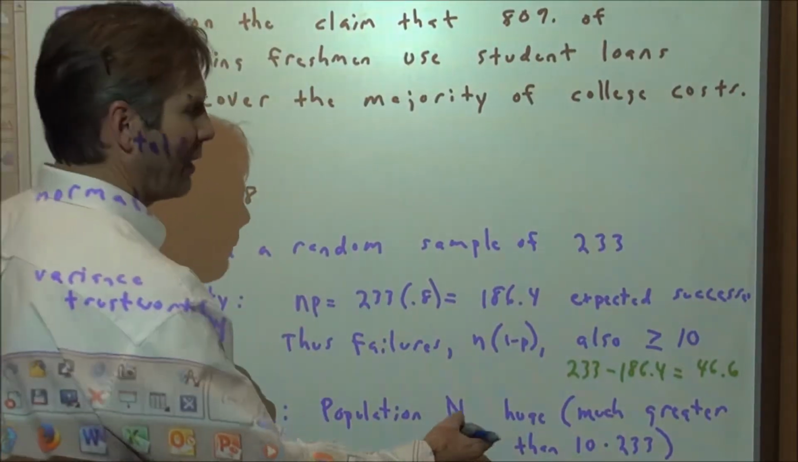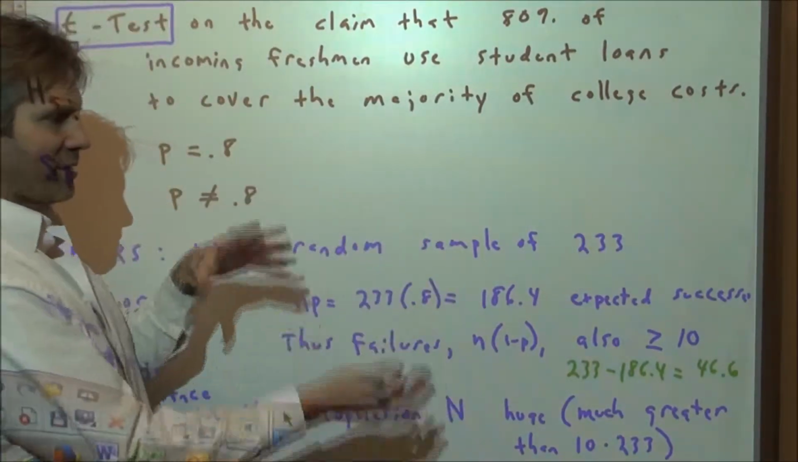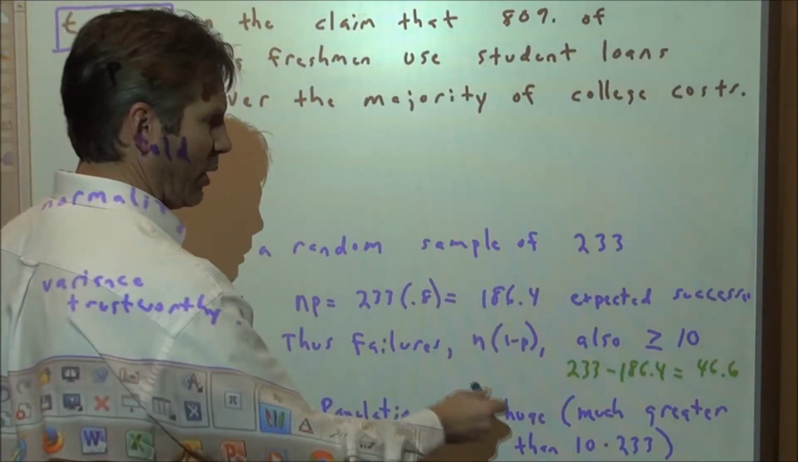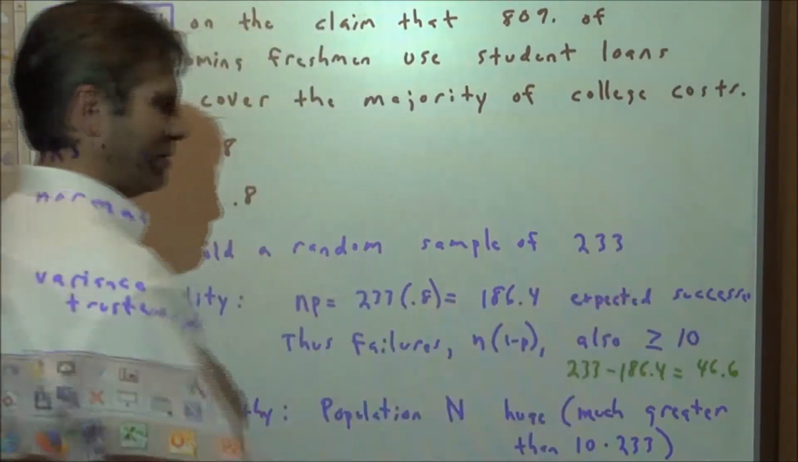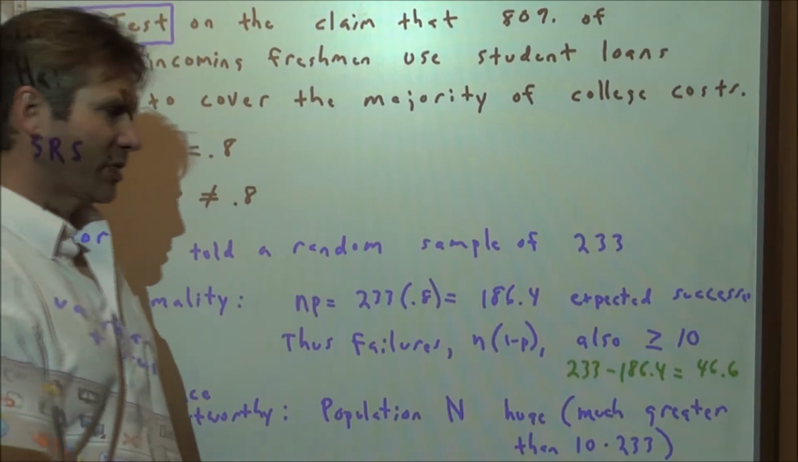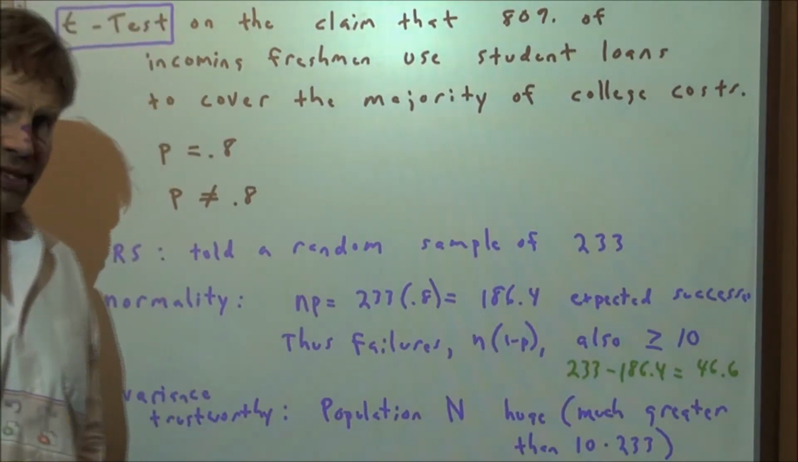I just point out that the failures and the successes have to add up to the sample size. You can go ahead and just take 233 times 0.8, don't get fancy, write down the 46 failures, that's fine. We also need to know that the variance is trustworthy. We should never take a sample size that exceeds 10% of the population size.